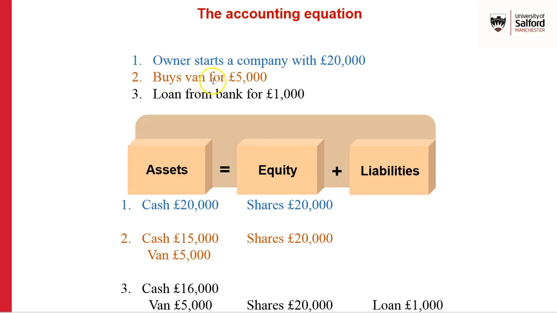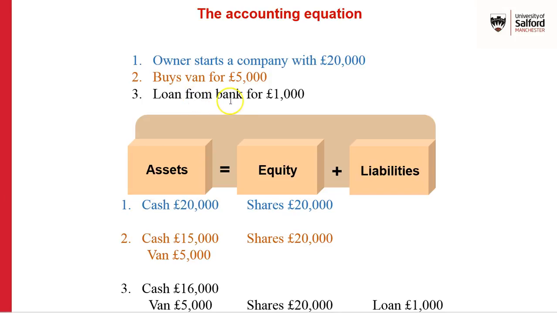Then the company buys a van for £5,000. In this case, the owner will also be the director, so there's this kind of dual role for a small company, and that's very common. So he buys a van for £5,000. So some of the asset cash will have moved out of cash and become a van. So now we've got our assets split up into £15,000 and £5,000.